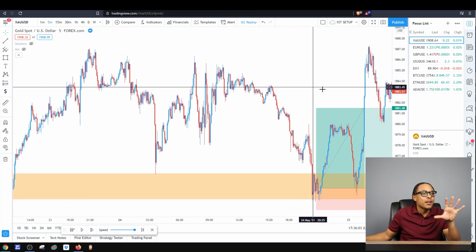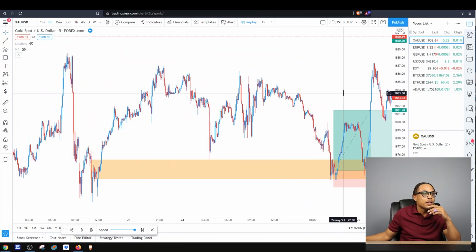So here's the 5-minute time frame, and here's what price did. I had to speed it up. Here's what price did, right?